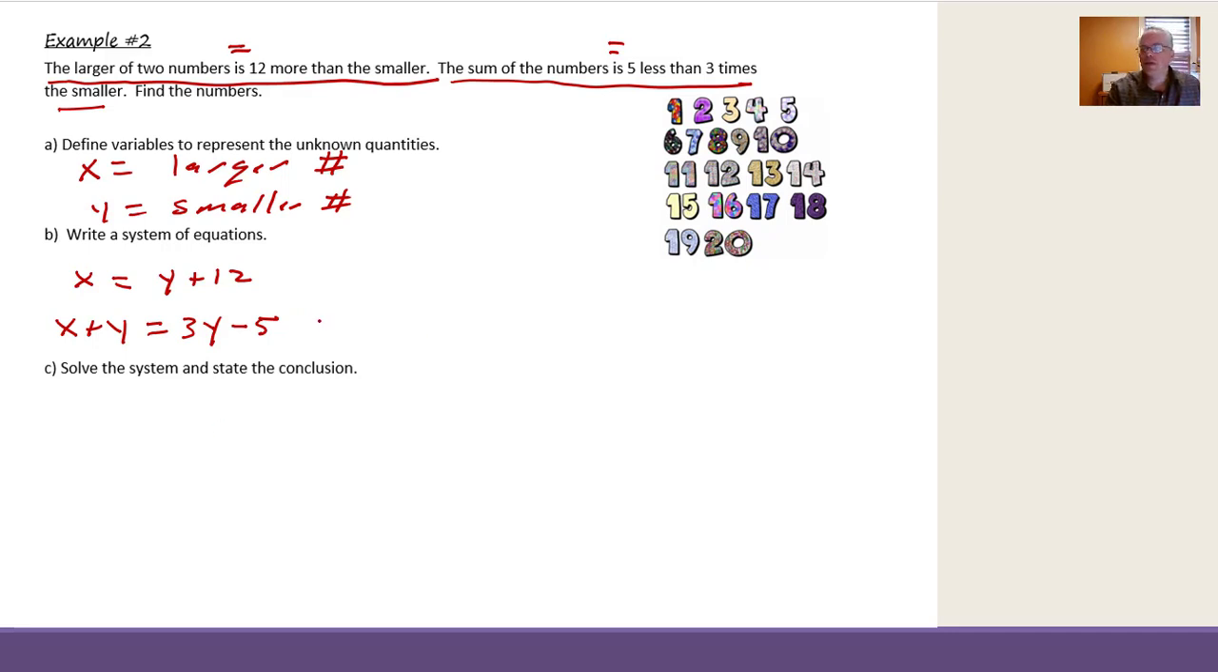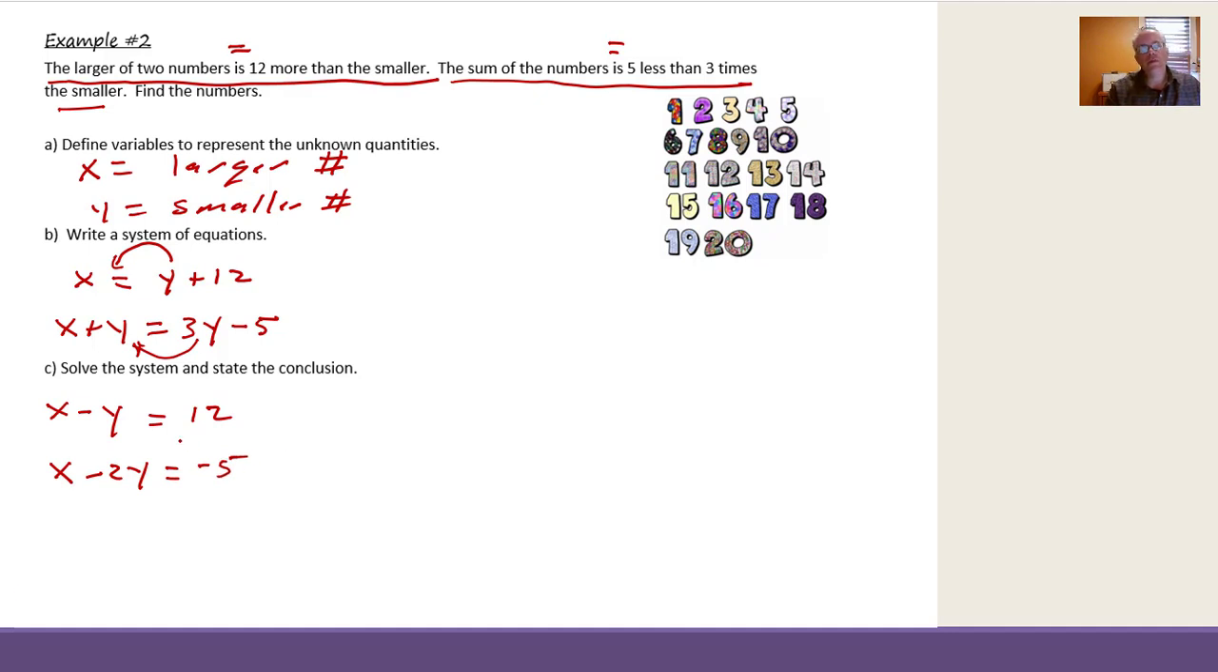I'm going to use the method of elimination, although you can use other methods. But in order to use elimination, I need to write the system in standard form. So in the first equation, the y has to go to the other side. This is going to become x minus y equals 12. And on this one, the 3y needs to go to the other side. I need to subtract 3y from both sides. So I'm going to get x, y minus 3y would be minus 2y equals negative 5.